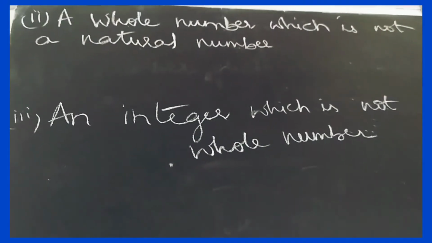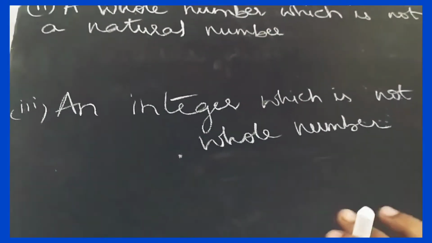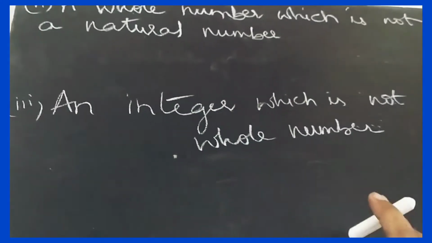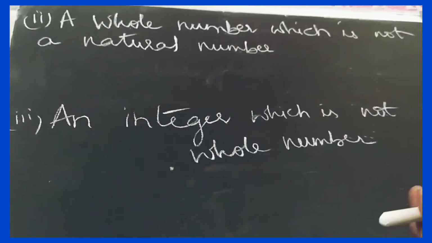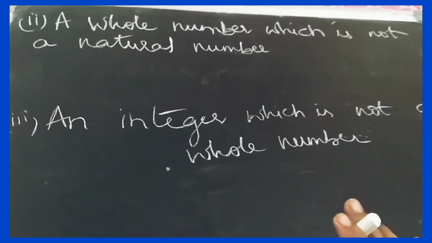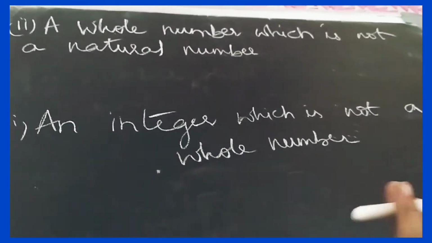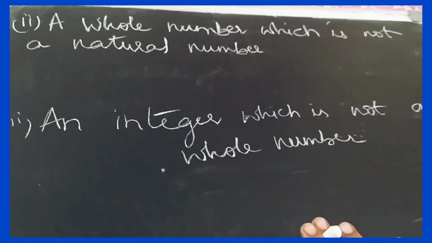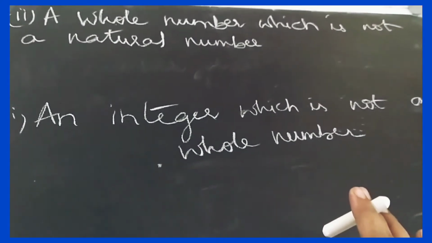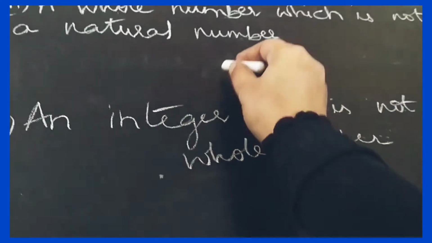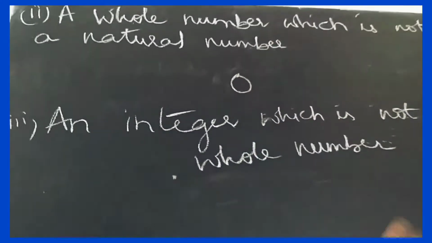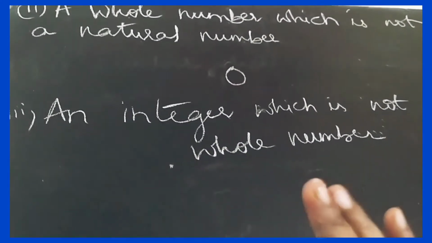Second bit is a whole number which is not a natural number. We know that the natural numbers start from 1, 2, 3 and the whole numbers start from 0, 1, 2. Okay, so here the natural numbers start from 1 and the whole numbers start from 0. So all the natural numbers are in whole numbers, but 0 is not there. Okay, so the answer is here 0. Okay, 0 is a whole number but it is not a natural number.